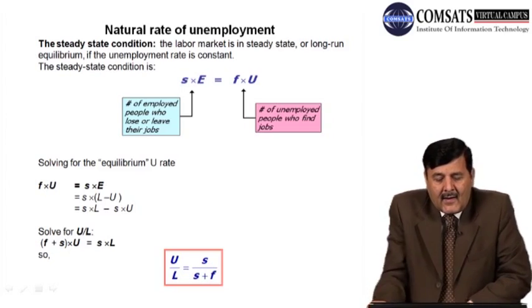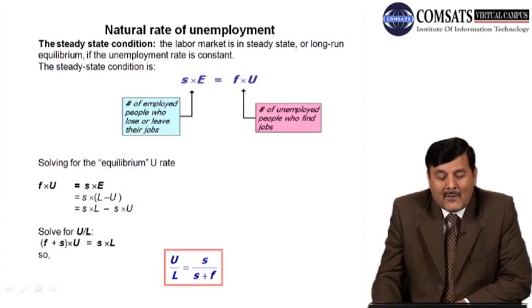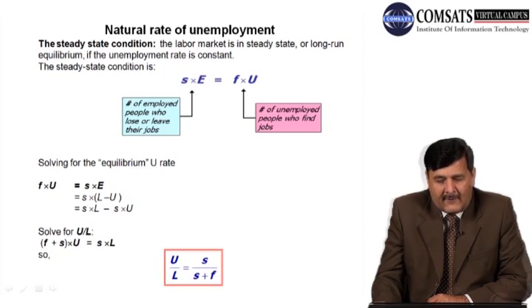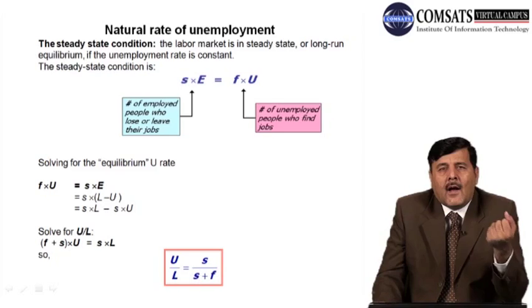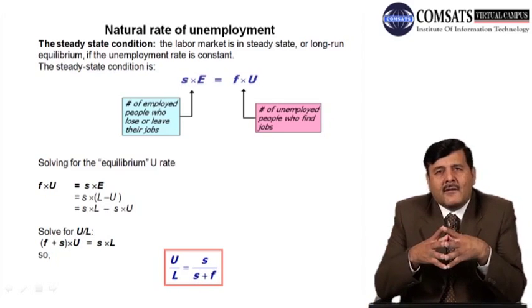Aur wo condition kya hai? Ki SE, the number of employed persons who lose or leave their jobs, is equal to the number of unemployed workers who find jobs, right? If these two are equal, we can say that the labor market is in steady state. Jitne logon ko rozgar mila, utne log berozgar ho gaye. Agar ye fraction barabar hai, to natural rate jo hai wo constant rahega.